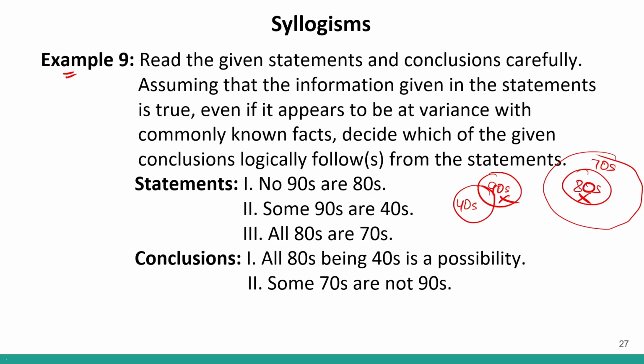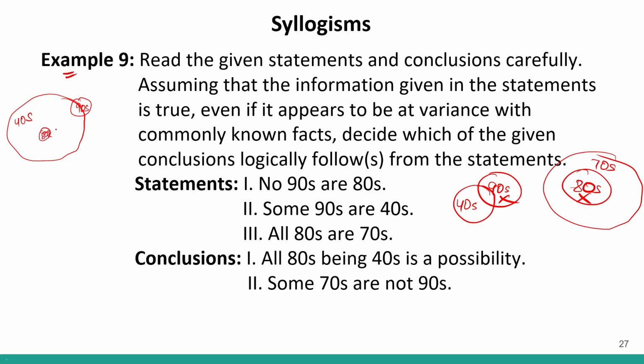No 90s are 80s. So there is a restriction. Some 90s are 40s and all 80s are 70s. Now, let us look at the conclusions. Conclusion 1 says all 80s being 40s is a possibility. Can it come over here? Yes, because there is no restriction on 80s and 40s. I can draw the diagram like this. Let's say this is my 90s. And this is my 40s. In my 40s, I have 80s.